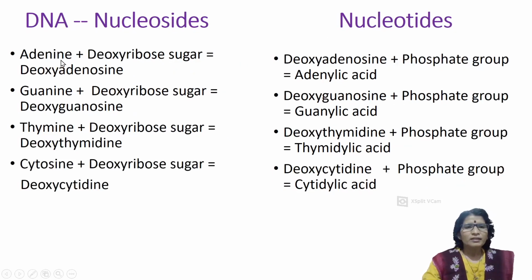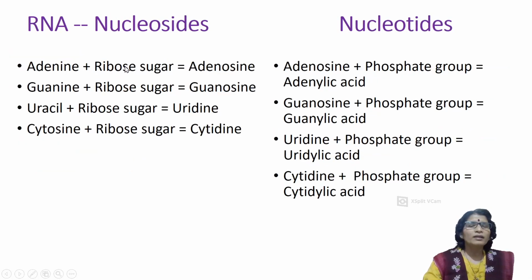In DNA, the same thing. In DNA, we took deoxyribose sugar everywhere. But in RNA, just we have to take ribose sugar only. So, adenine nitrogen base, when this nitrogen base combined with ribose sugar converted into adenosine, this is nucleoside. Again, this adenosine combined with the phosphate group converted into adenilic acid.